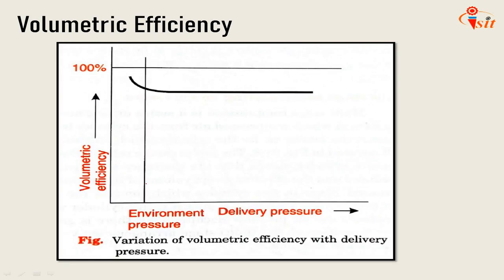Now this figure shows how volumetric efficiency varies with the delivery pressure. Theoretically, volumetric efficiency is 100%, here the line of 100%, when the delivery pressure equals that of the surroundings, in fact when no compression takes place at all. It decreases rapidly with increase in delivery pressure at first, then more slowly for increase in delivery pressure at higher pressure.